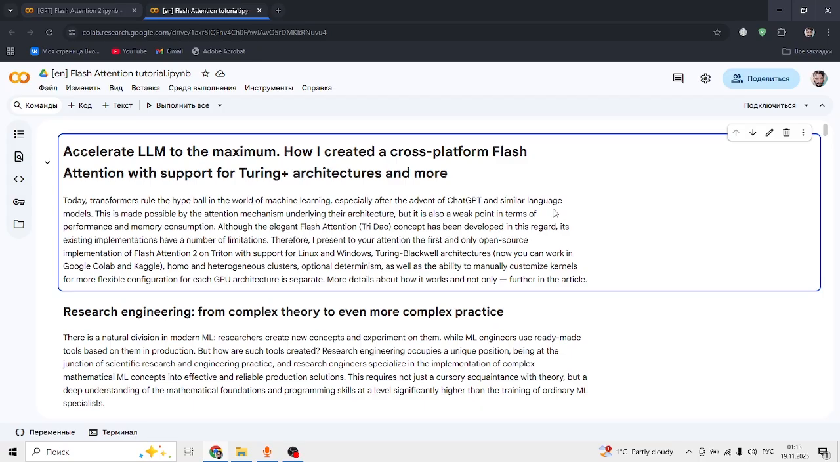Also, it supports homogeneous and heterogeneous clusters, and it has optional determinism and also the ability to manually customize kernels. And now we're gonna discuss how it was implemented, what it is, how it works. I think this will be very useful.